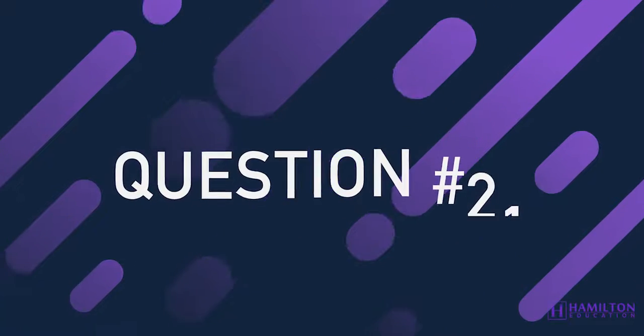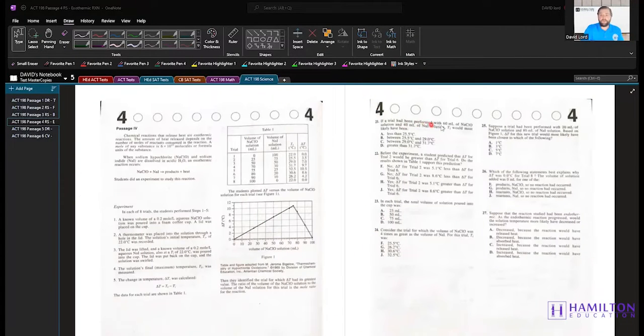Question number 21. If a trial had been performed with 60 milliliters of NaClO solution with 40 milliliters of NaI solution, the TF would most likely have been which of the following? So looking at table 1, I have 60 milliliters of NaClO, which is going to be between the 50 and 70, and the 40 will be between the 50 and 30. So since I'm looking for TF specifically, it should be between 29.0 and 31.7.